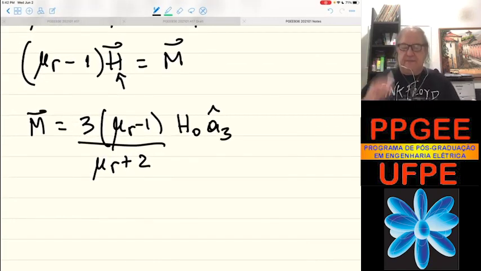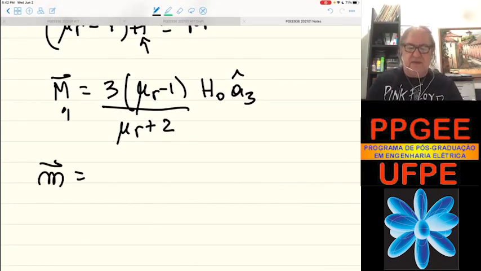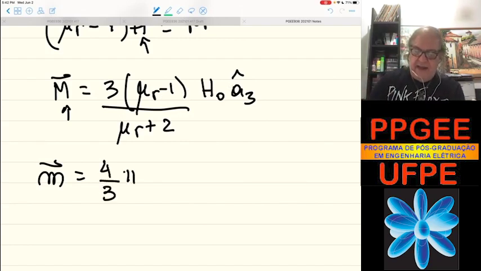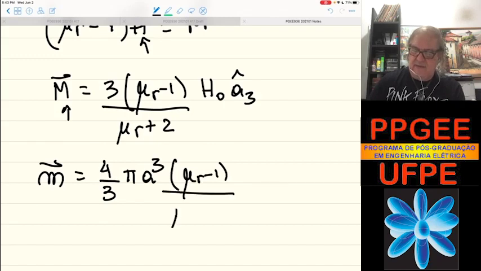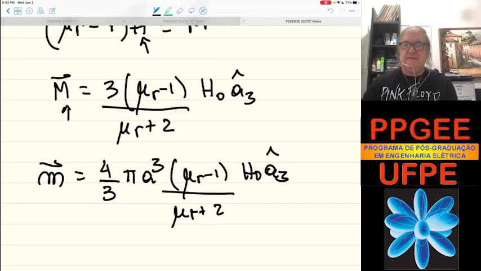That's the magnetization. And the magnetic dipole has a moment which is the integral of this over the sphere, but this is constant. It's important to mention that the magnetization in the sphere is constant, uniformly magnetized. So it's going to be 4/3 of pi a cubed times mu r minus 1 divided by mu r plus 2 times H0 AZ. That's the magnetic dipole moment.